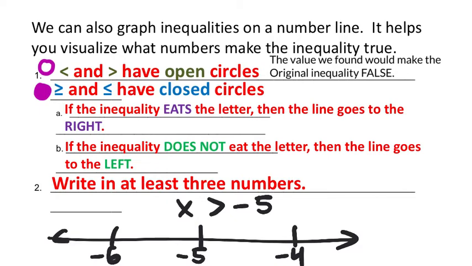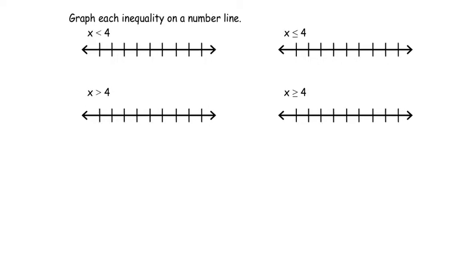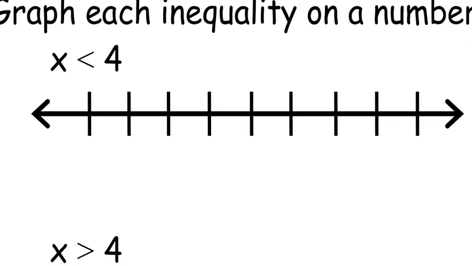Now this one, we see that the inequality is not equal to at -5, so that means -5 would make the original inequality false. So I have an open circle at -5, but then I see that it eats the letter right here. It's eating the letter, so that's going to go to the right. This is pretty much what the graph looks like. So let's look at all 4 of these statements, and they're all pretty much the same statement. It's comparing x with 4. And so, of course, I put 4 somewhere in the middle.